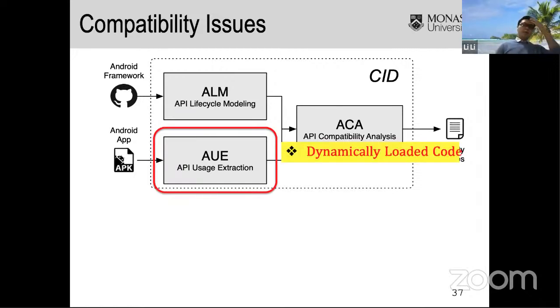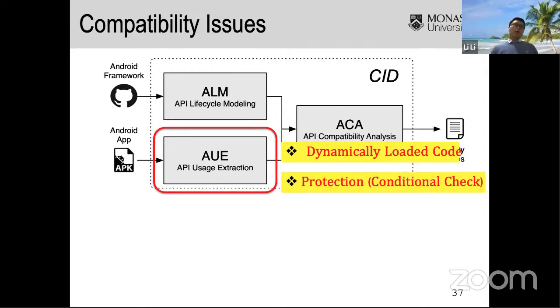And here we also need to take into account the dynamically loaded code. As we mentioned before, Android apps may use reflection and dynamic code loading to access some external code. Those code could also introduce compatibility issues. So we have to also consider them.